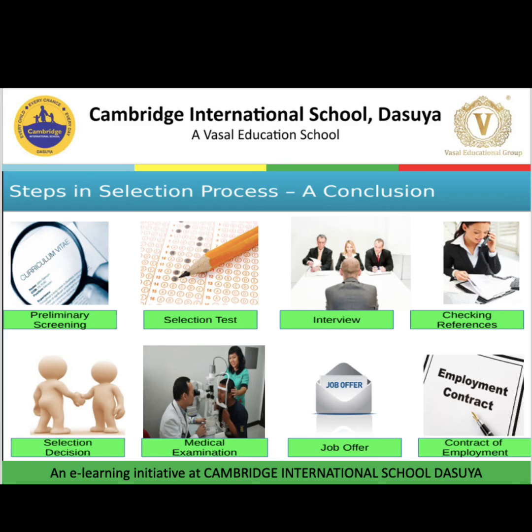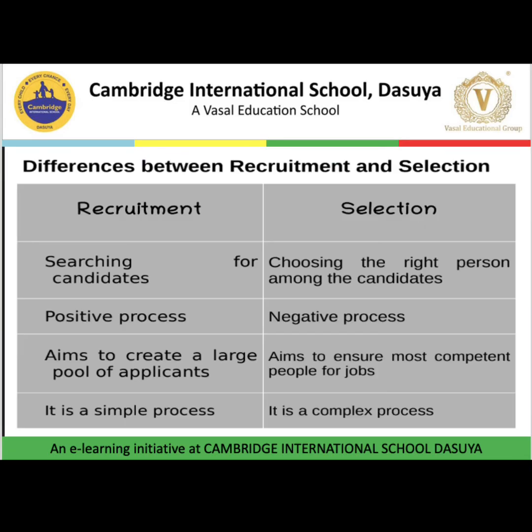And those who are selected, then their medical examination will be there to check their physical fitness for the job. Then job offer will be there, then written contract of employment, written agreement. So with the process of selection, by performing all these steps, a business firm can find or select the best competent capable candidate for a vacant post for the organization.